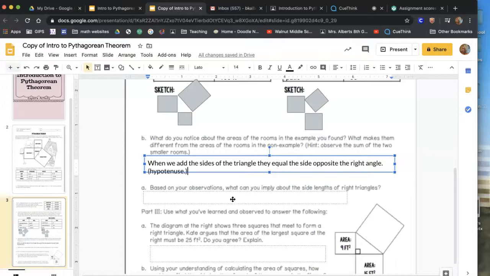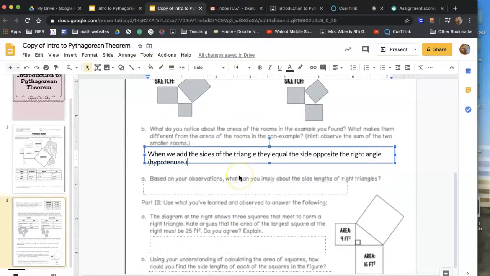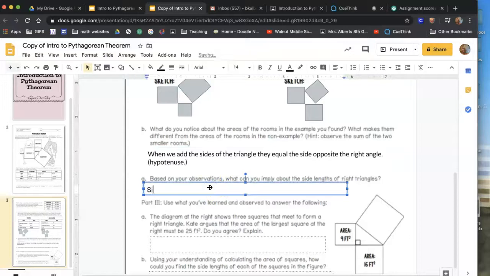I haven't read through yours yet to see what your observations were. But based on your observations, if this has a side length of 8 and this has a side length of 6, this has a side length of 10, what do we notice about those? Well, they're proportional, right? So side lengths need to be proportional. Your short sides equal the long side. So there were a couple of observations.